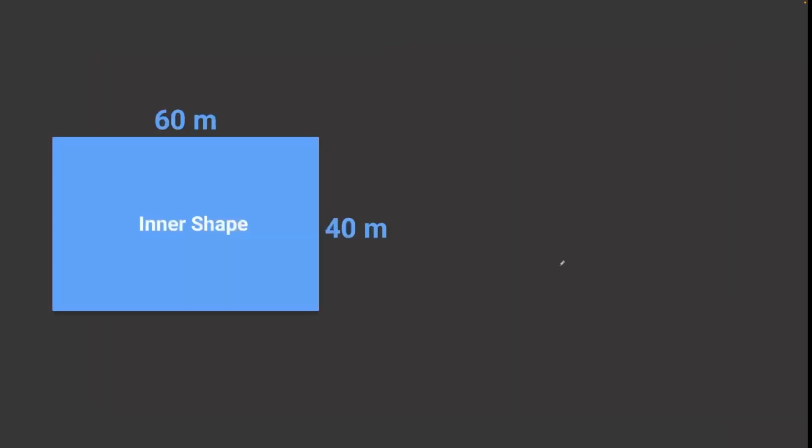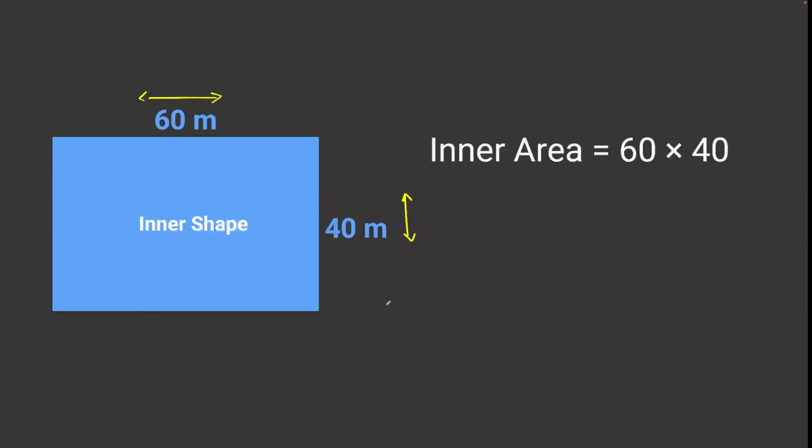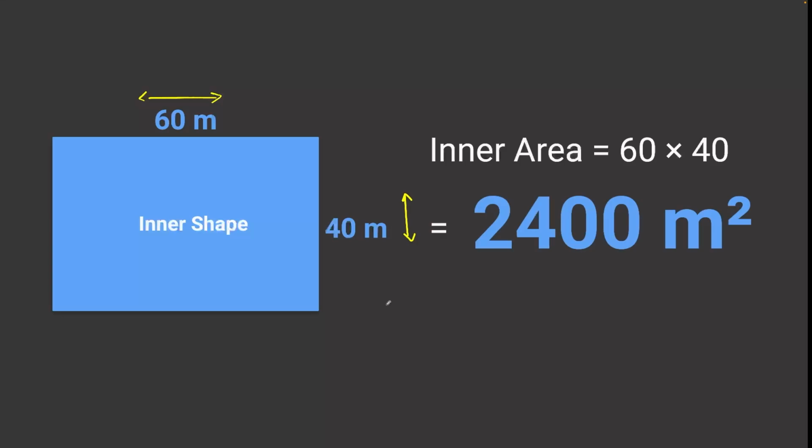Now, what do we know? First, let's find the area of the inner shape. This is a rectangle of length 60 meters and height 40 meters. And what is the area of a rectangle? It is length into height, or length into breadth. In this case, we're calling it height. So the inner area is 60 by 40, which is 2400 meters square. Now let's move to the next step.